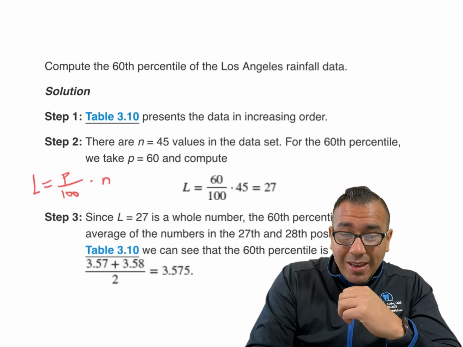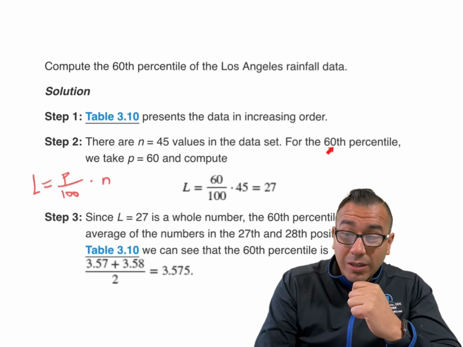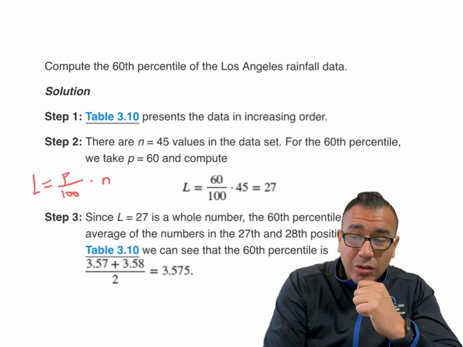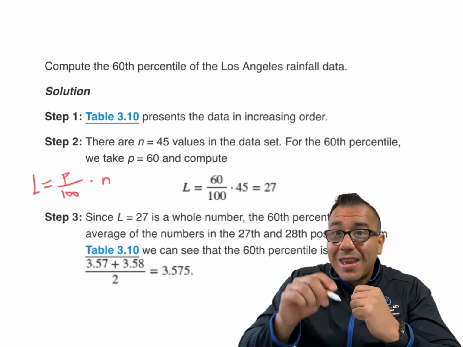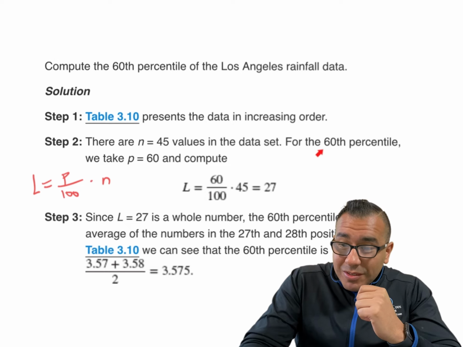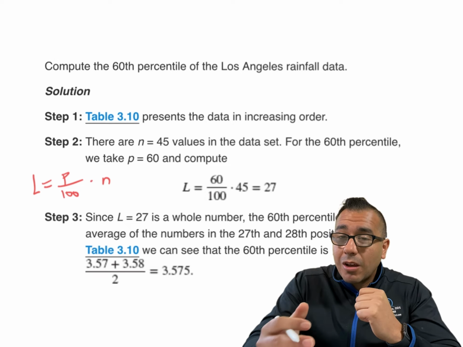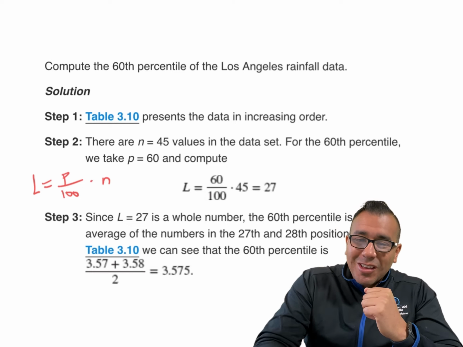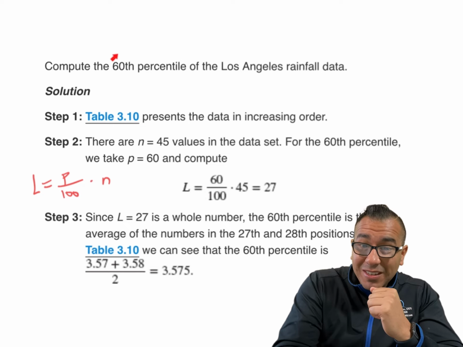In this case, our n is going to be 45, because there are 45 data points. We're looking for the 60th percentile, so this is our p-value. When they give you the percentile, this is your p-value. If they don't give you the percentile, then you're looking at the wrong question, because they're not asking for a percentile. To compute the percentile, they have to tell you which one we're interested in.